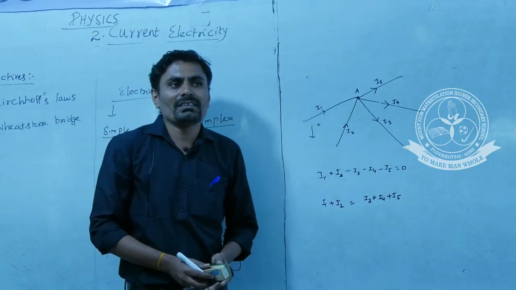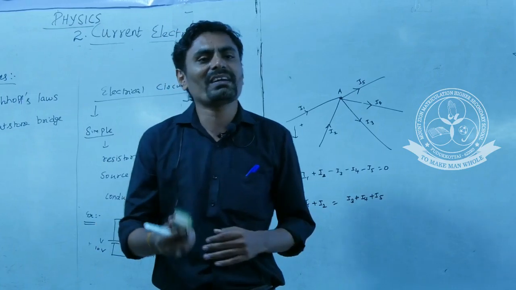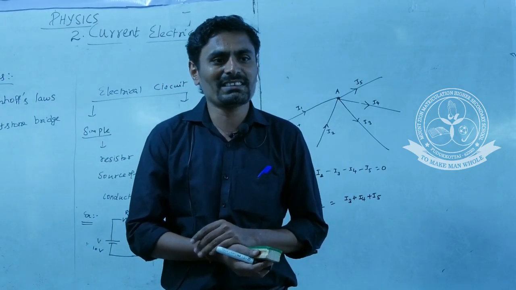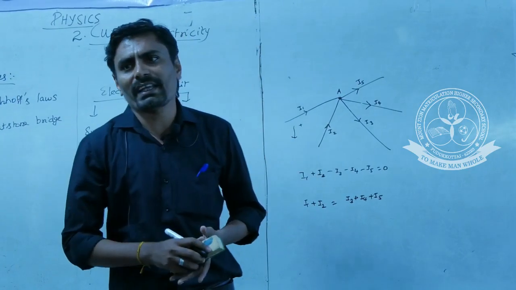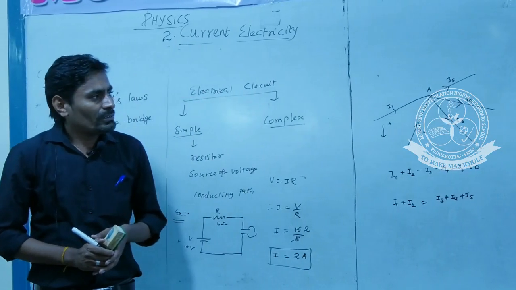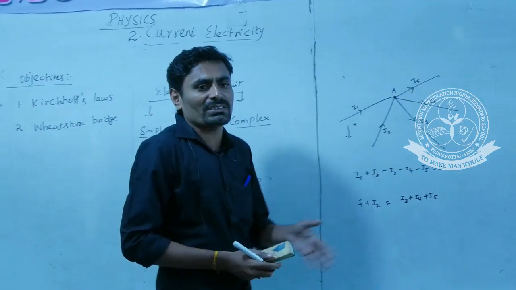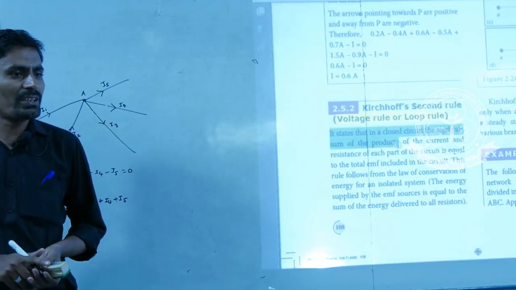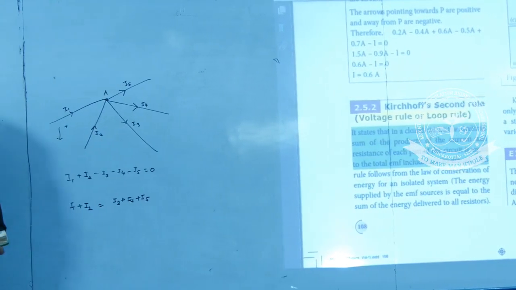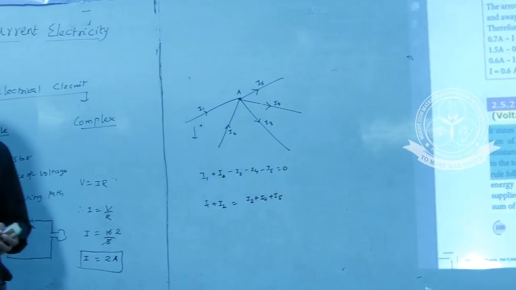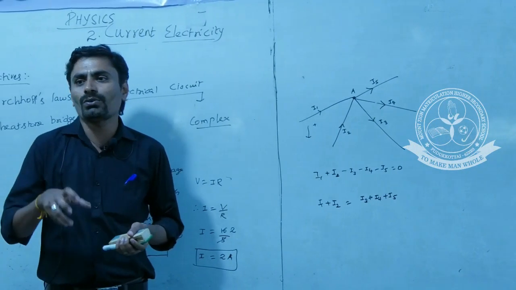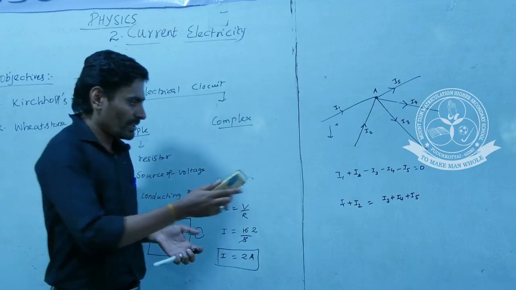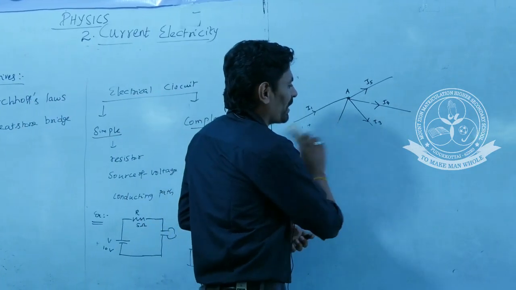That means there is no charge buildup or disappearance at the junction. That is the first rule. Then we go to the second rule. What is the second rule? The second rule is called the voltage rule or loop rule. The first rule deals with an open circuit, and the second rule deals with a closed circuit. So we go to Kirchhoff's second, voltage rule.